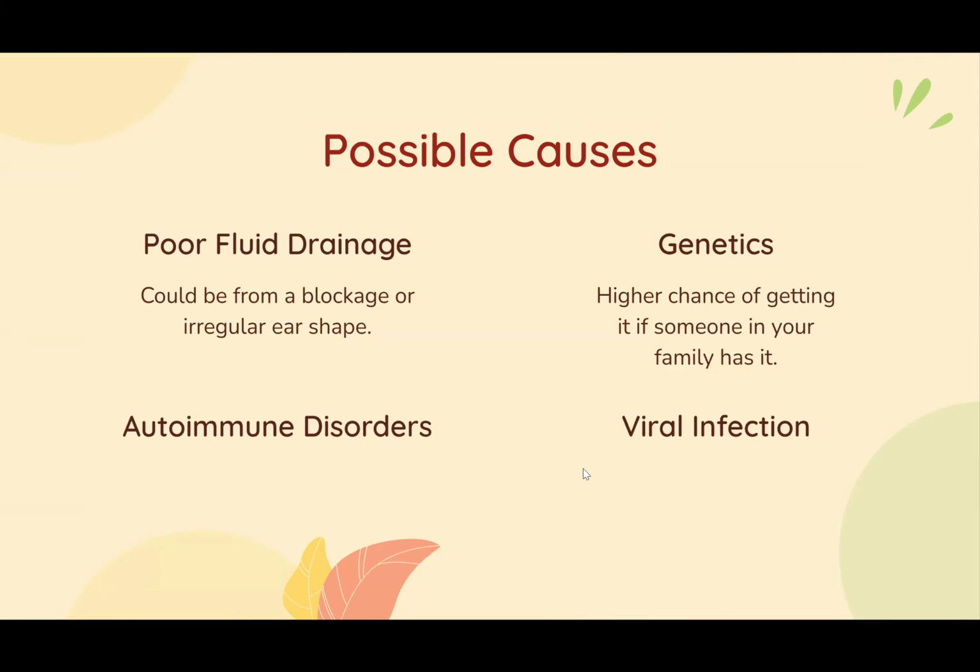Possible causes. The cause of Meniere's disease is unknown, and it's not exactly clear what causes endolymph fluid to build up in the inner ear, but there are a number of possible causes. So poor fluid drainage, which could be from a blockage or irregular ear shape; genetics, because one has a higher chance of getting Meniere's disease if someone in the family already has it; autoimmune disorders; and viral infections. However, there is no single cause that has been found, and it's likely a combination of causes that leads to Meniere's disease, but more research does need to be done in order to determine a real cause.